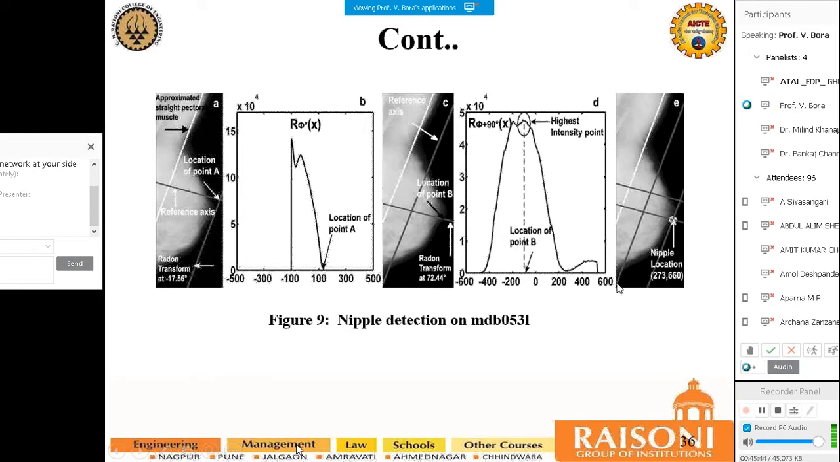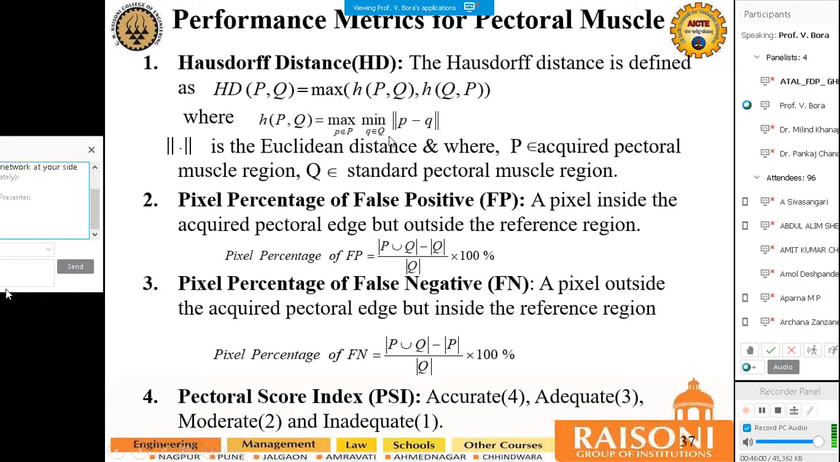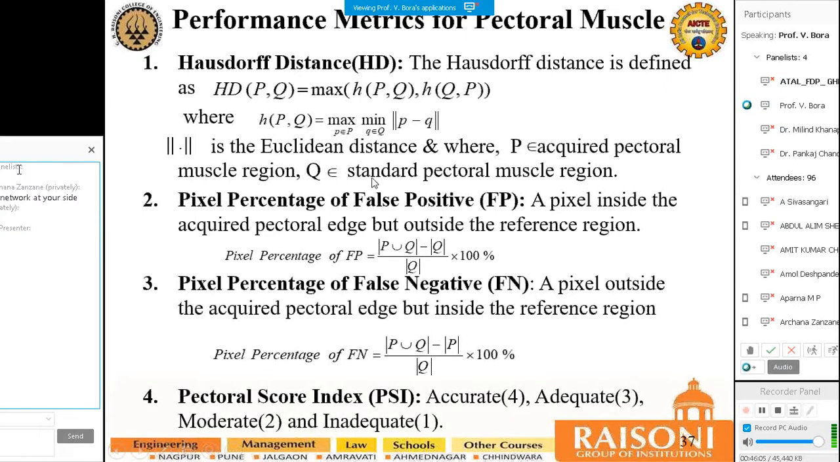So how was the performance calculated for the muscle? It was with the help of 4 parameters. Basically, 3 parameters, and the 4th is quantitative. That is the Hausdorff distance, basically the maximum of all the minimum distances between the 2 points. Now, what are P and Q? P is acquired by the algorithm, by the proposed method, and Q is the standard pectoral muscle, which is given by the radiologist.